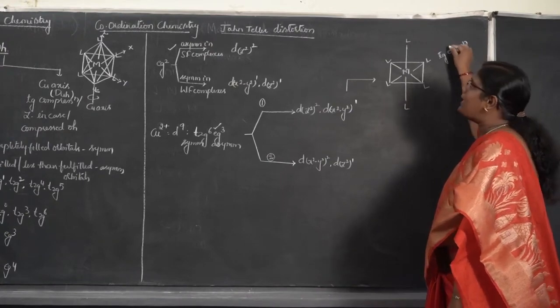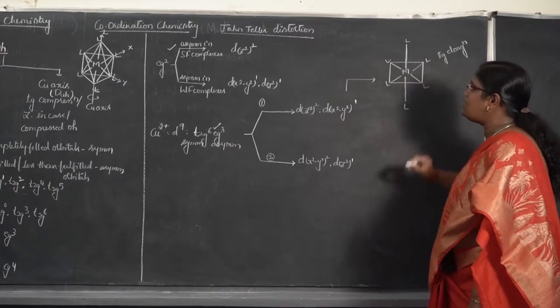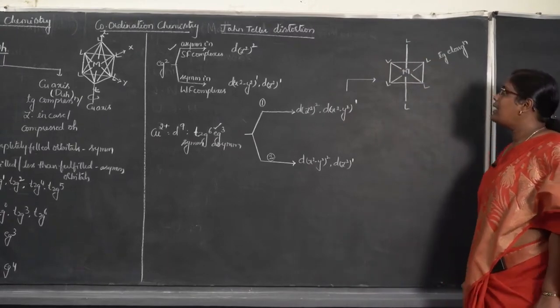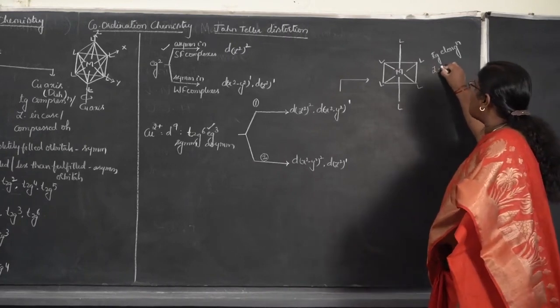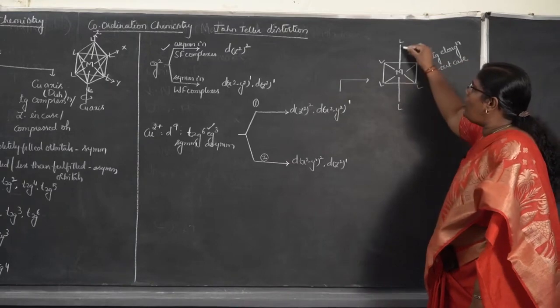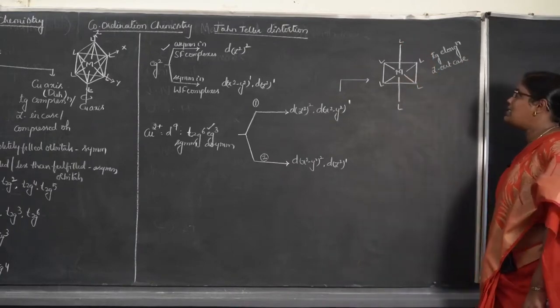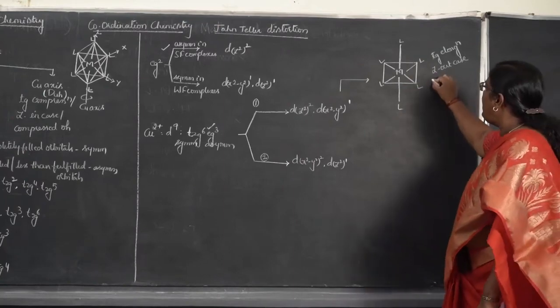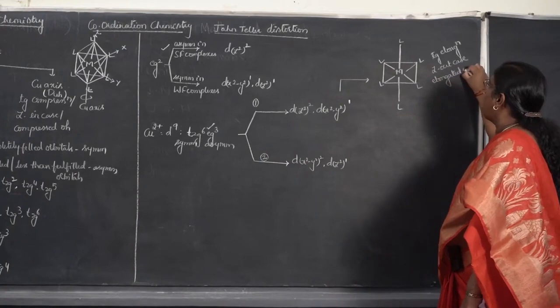So why are we calling it elongation? Because two ligands along the z-axis are longer than the remaining four ligands. And we also call it the Z-out case. Two ligands along the z-axis are far away from the metal. We call it the Z-out case, or the elongated octahedron.